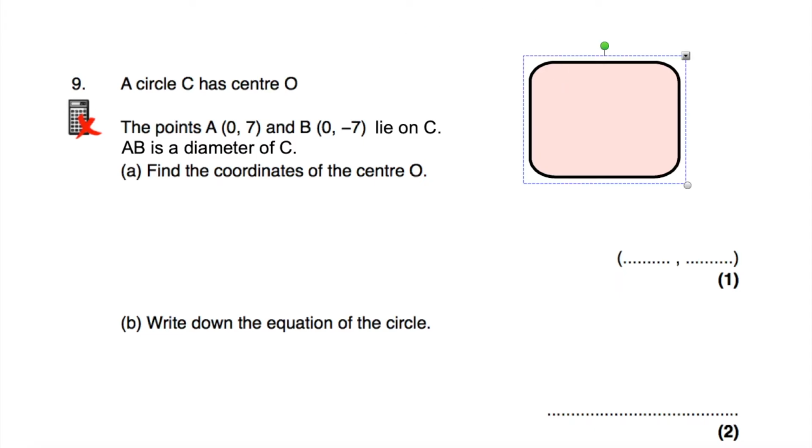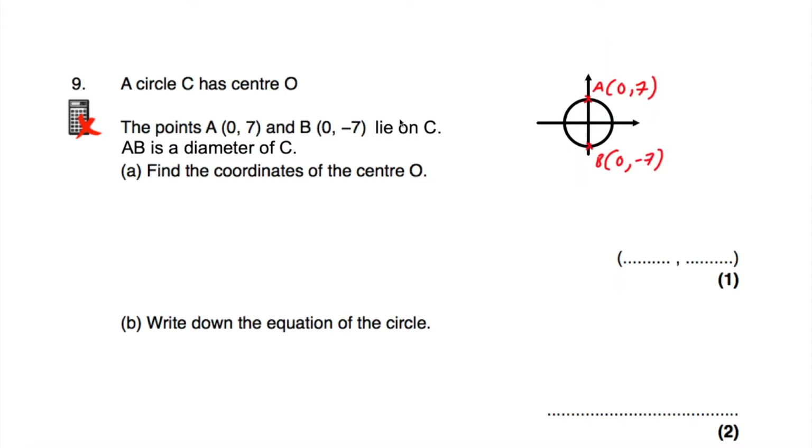So we've drawn a little sketch. Here's a sketch, and we've got the point A, which is 0, 7, and the point B, which is 0, negative 7. And as you can see, the midpoint of that line, the midpoint of that diameter, will be the point 0, 0, the origin. So that means the centre of the circle is the origin, 0, 0, and that's it.